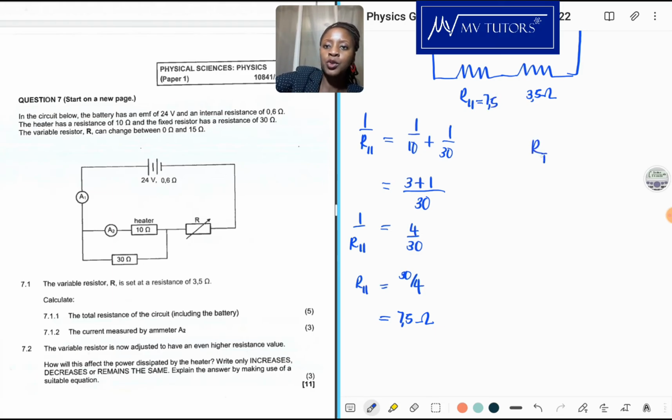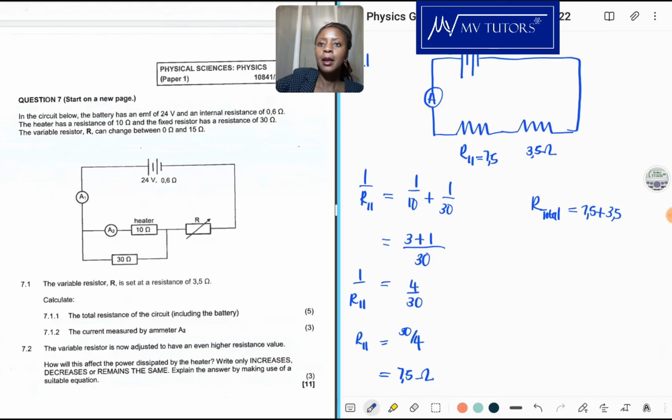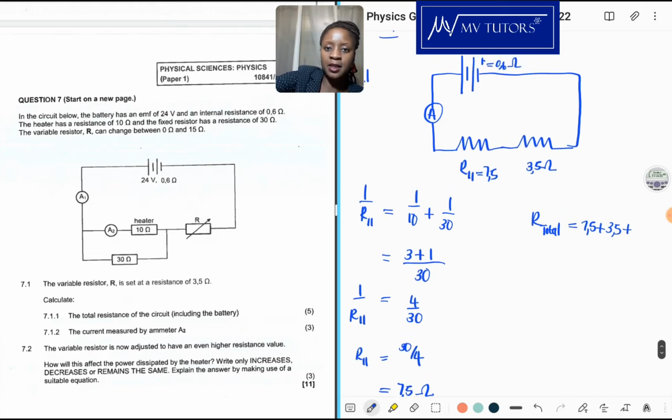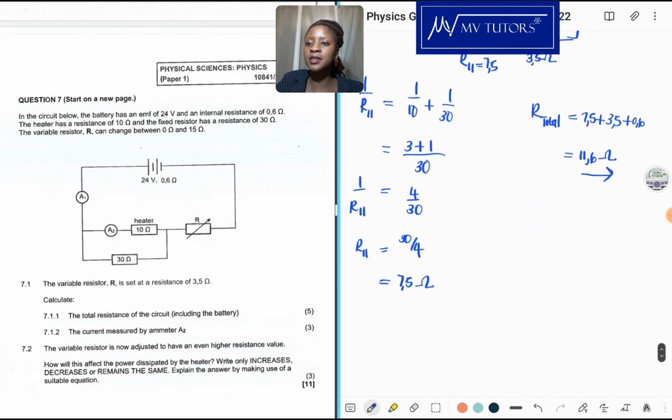But our total resistance, which is what they want, we have 7.5 plus 3.5, which is 11, plus 0.6, which makes it 11,6 ohm. All right, and that is that. Oh, really? 5 marks. Did I do less things? Okay, I think it's 11,6.